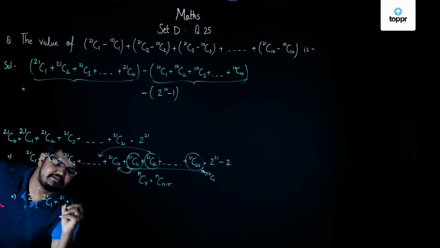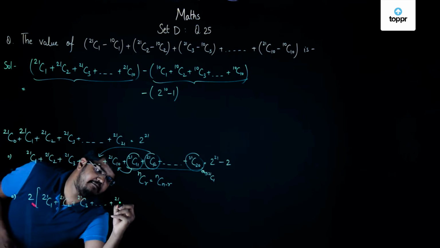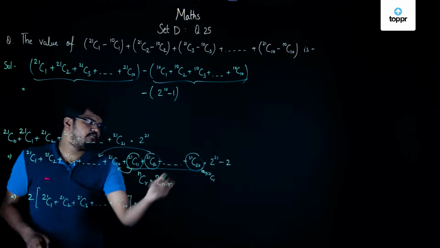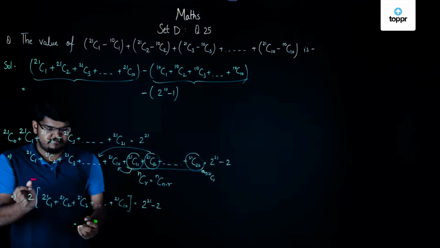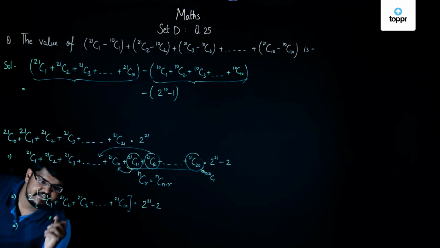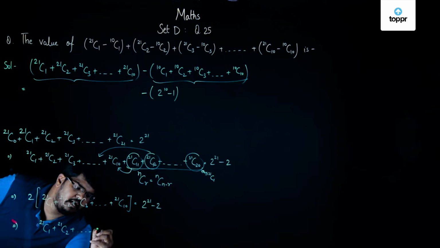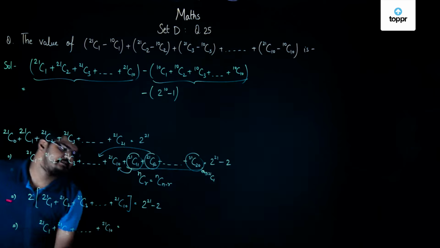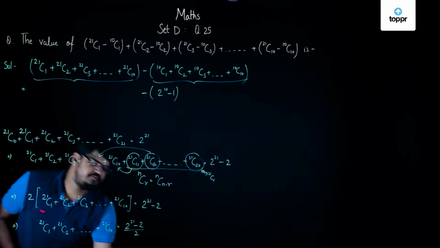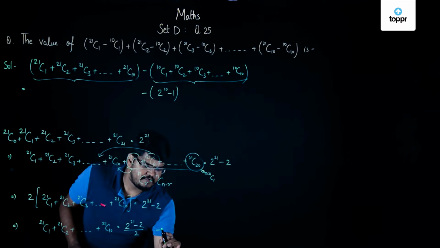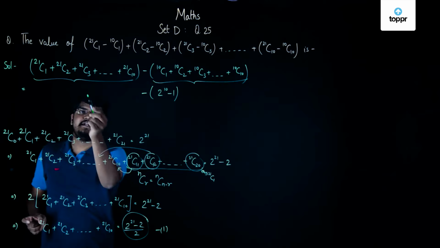So we can say that 2 times 21C1 plus 21C2 plus 21C3 and so on up until 21C10 is equal to 2 raised to the power 21 minus 2. Upon taking this 2 to the denominator, we can say that 21C1 plus 21C2 and so on up until 21C10 is equal to (2 raised to the power 21 minus 2) upon 2. So now if we substitute the value of equation 1 in the given expression, this value will be written here.